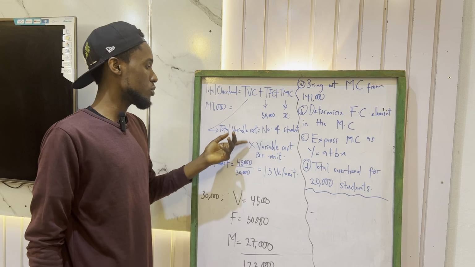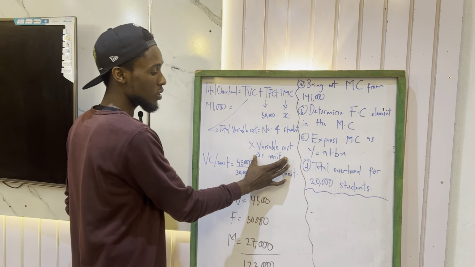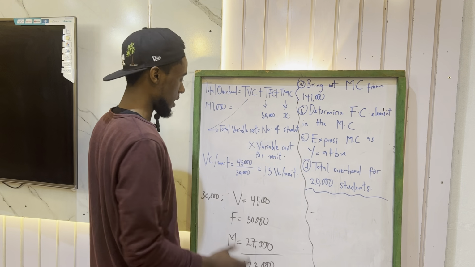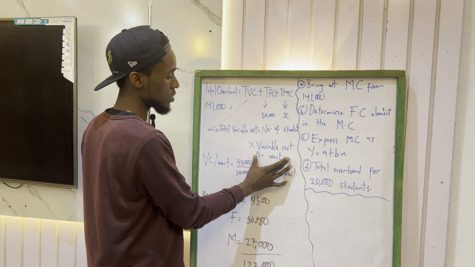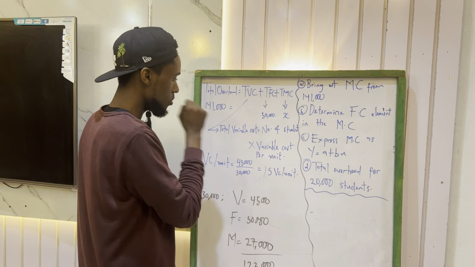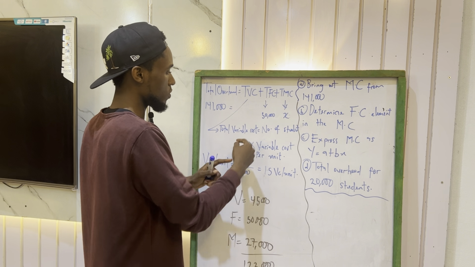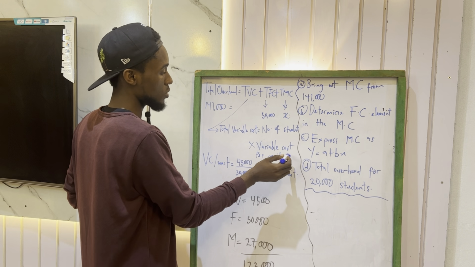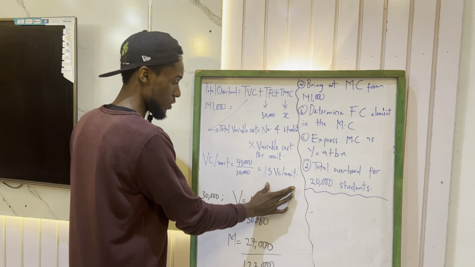Now, why did I divide? Remember, total variable cost is equal to number of students times variable cost per unit. And this is what we are looking for. So using the low side, we have this guy and we had this guy. What we didn't have was this guy. So what we did was, we made variable cost per unit the subject of the formula. So this one will be divided by this one. That's how we got our variable cost per unit.